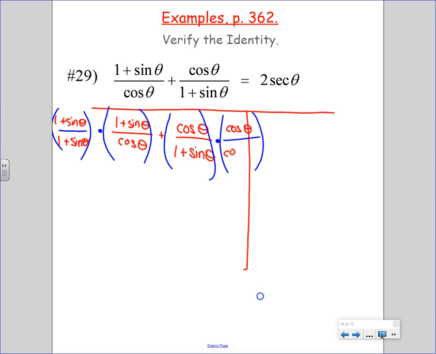You guys agree with my common denominator setup, right? Multiply the cosine by the other denominator top and bottom, and the 1 plus sine times the other denominator top and bottom. Common denominator: what he doesn't have, he needs.